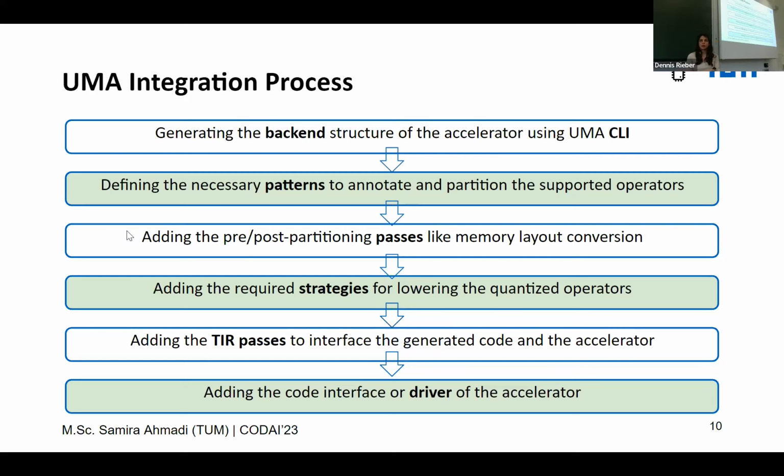I guess the next step would be somehow for a more complex accelerator. This accelerator is very simple. The next step would be adding a more complex accelerator. And it's not very straightforward to do by hand-coding and going through the TVM stack and changing all the TIR passes and all of this in TVM. But it can be done by working on a backend generator using UMA. It can automate and facilitate all the processes.